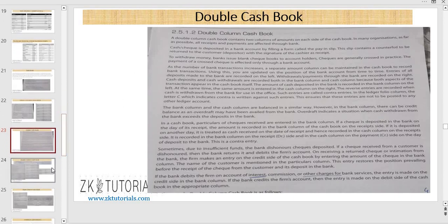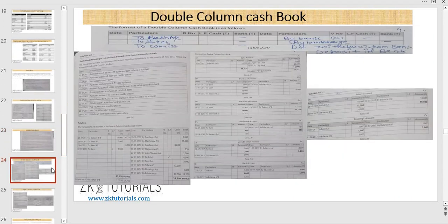The next slide has one example regarding the double column cash book and the proforma of the double column cash book also. On the debit side, I have date, particulars, receipt number, ledger folio number, cash column and bank column. And on the credit side, I have the date, particulars, voucher number, ledger folio number, cash column and bank column. Now read this question. I am giving you 3 minutes to read this question.